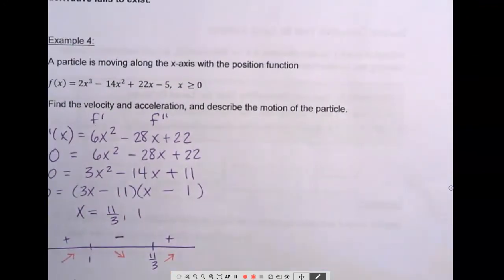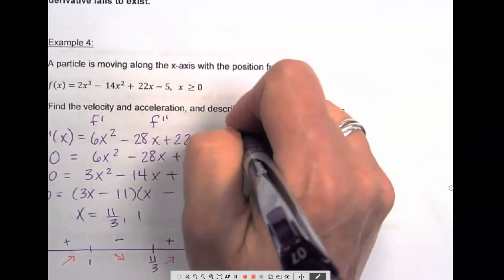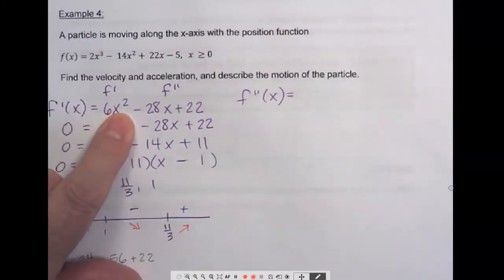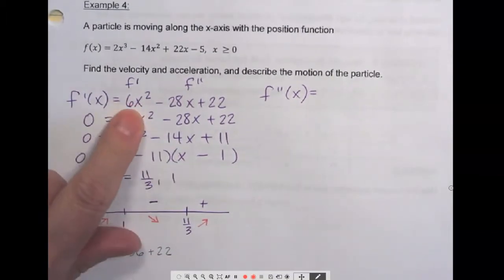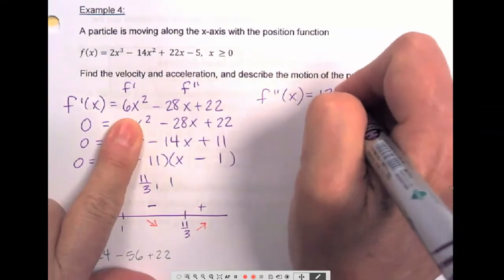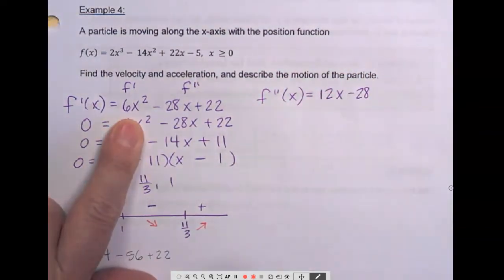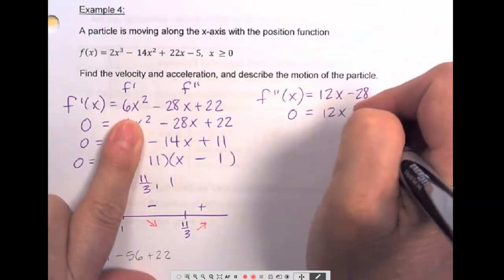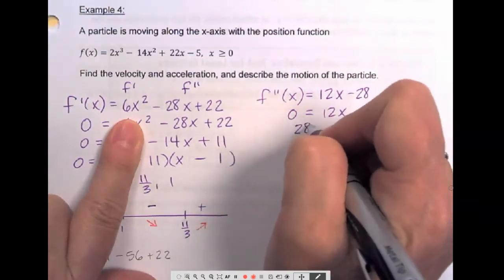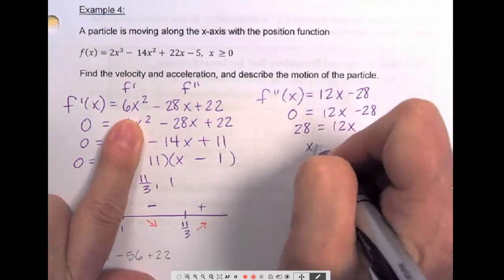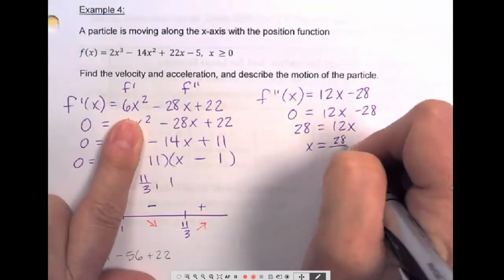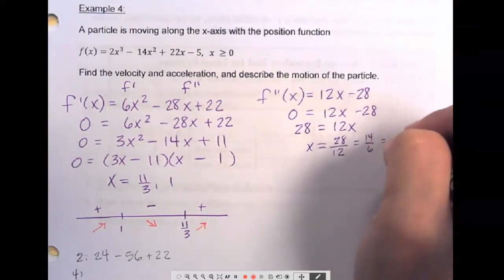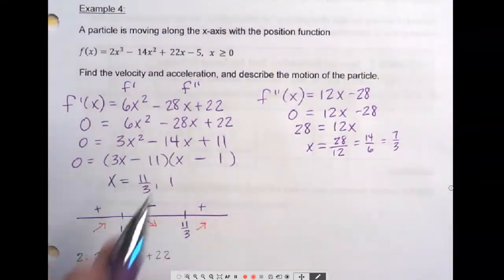Okay, so now let's look at our second derivative and then we'll piece it all together. Second derivative is almost always easier. Go back to the original derivative, not where we divided everything by 2. 12x minus 28. Okay, that is never undefined, but it is going to equal 0. So if 28 equals 12x, what does x equal? So 28 over 12, 14 over 6, 7 over 3. Got there eventually?